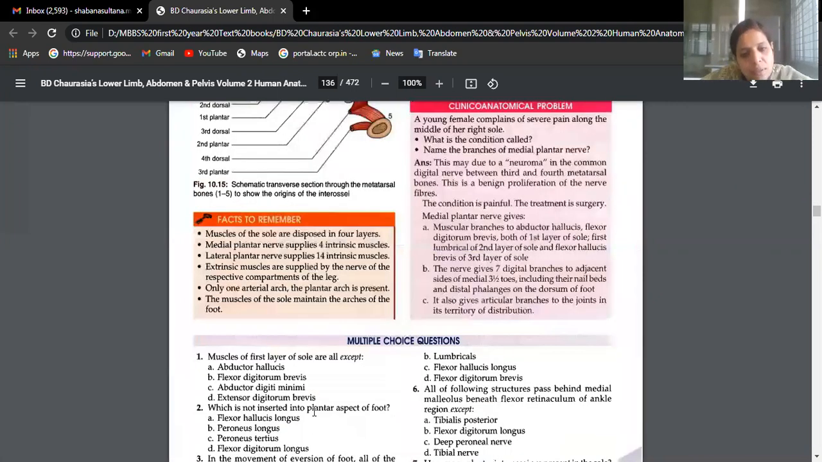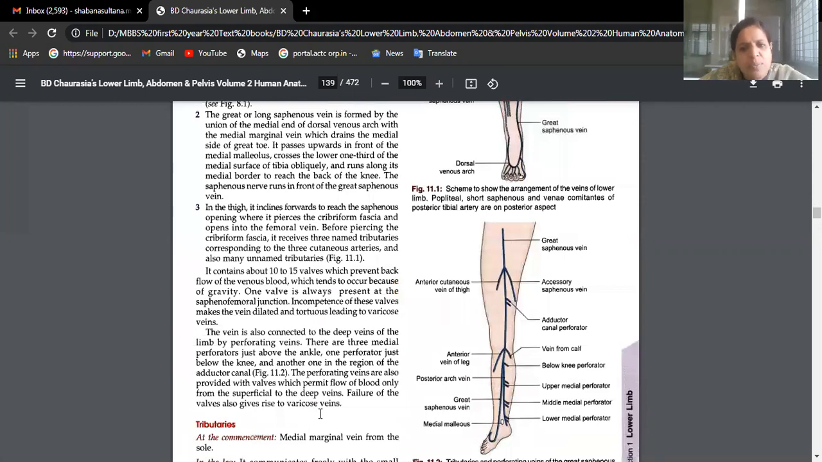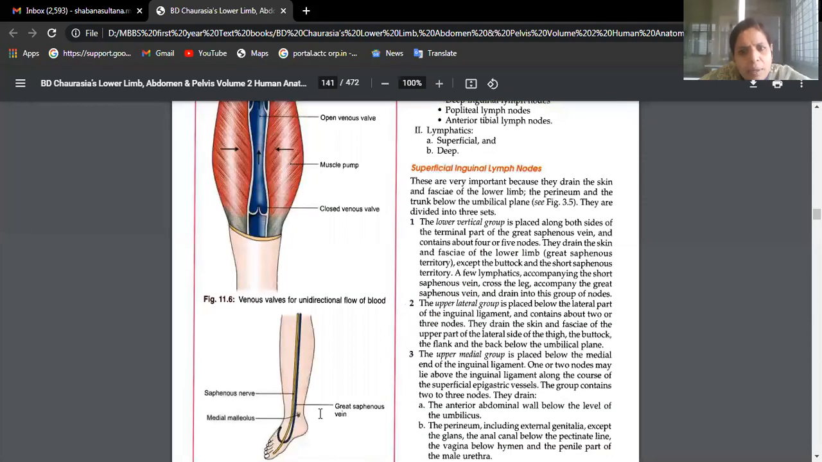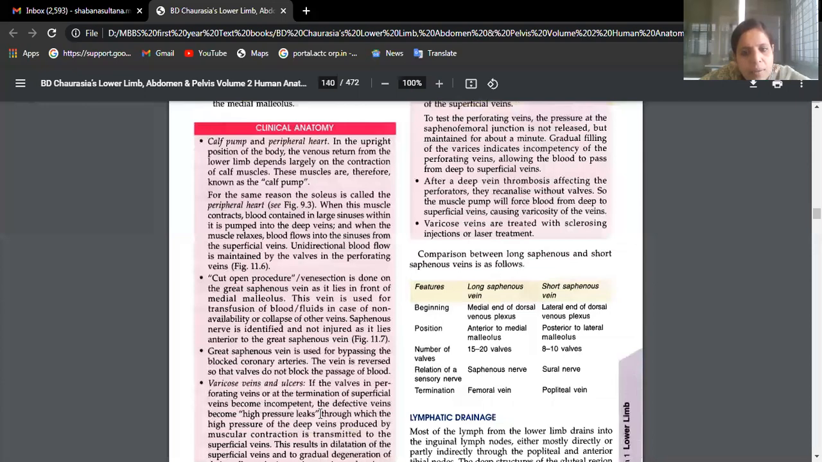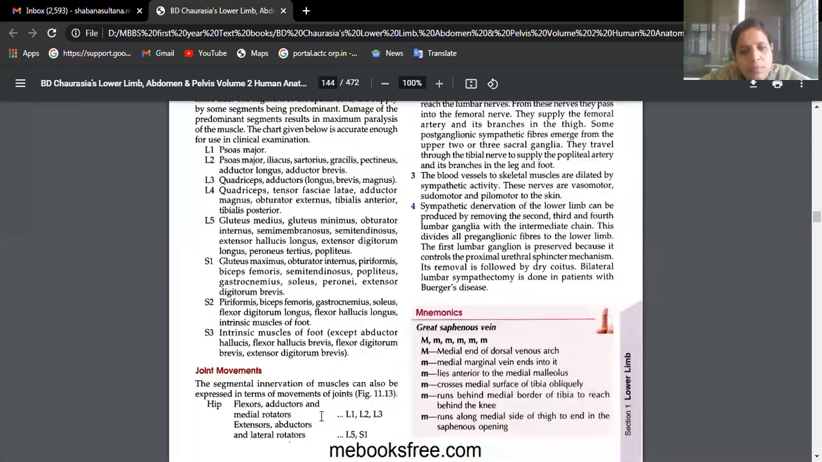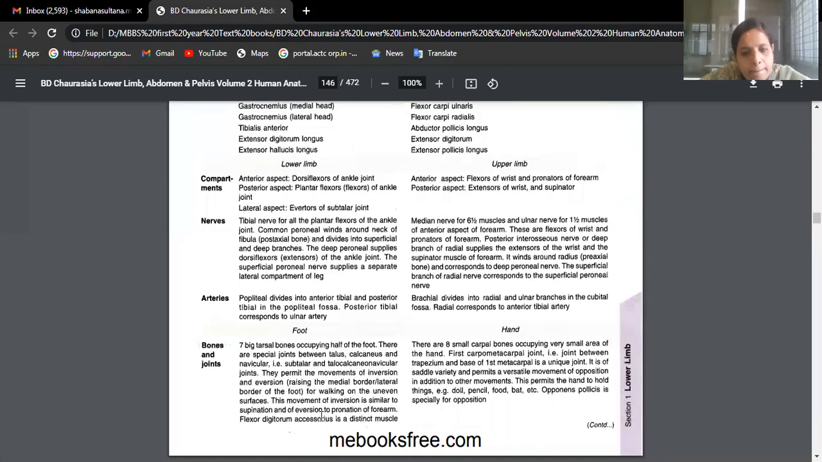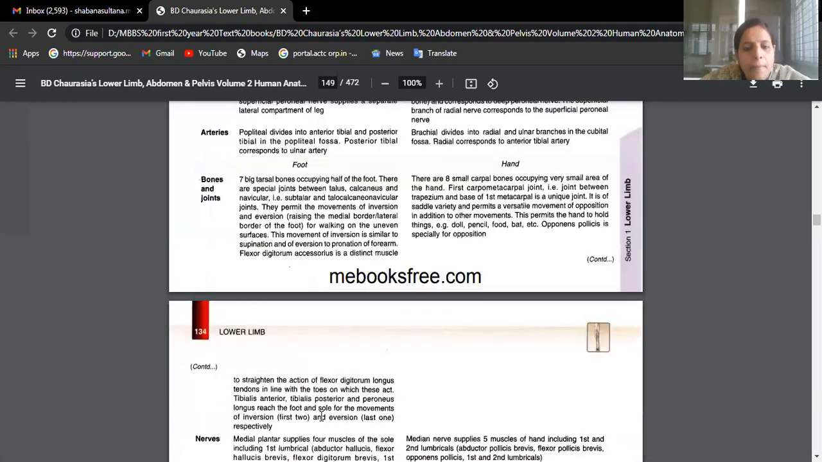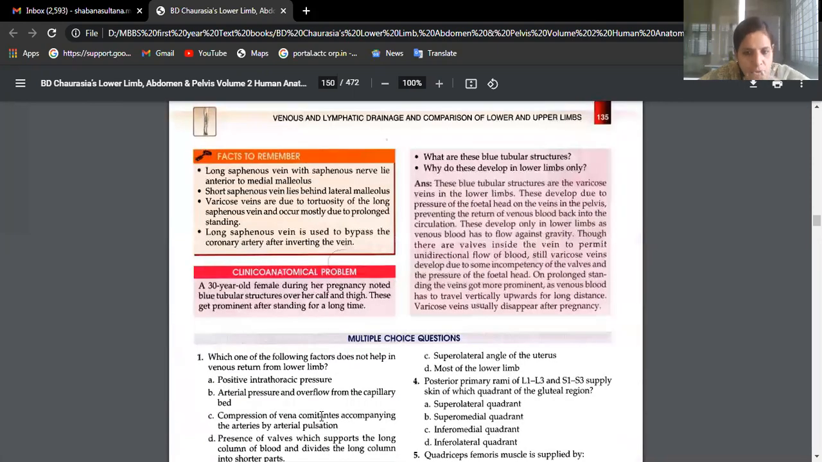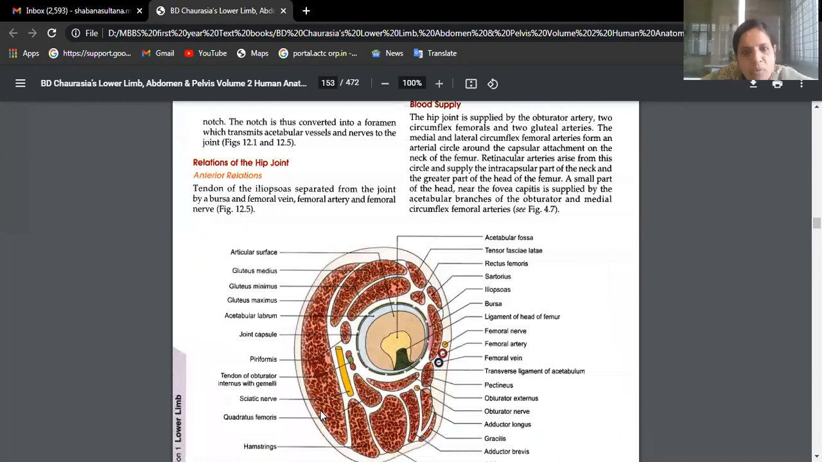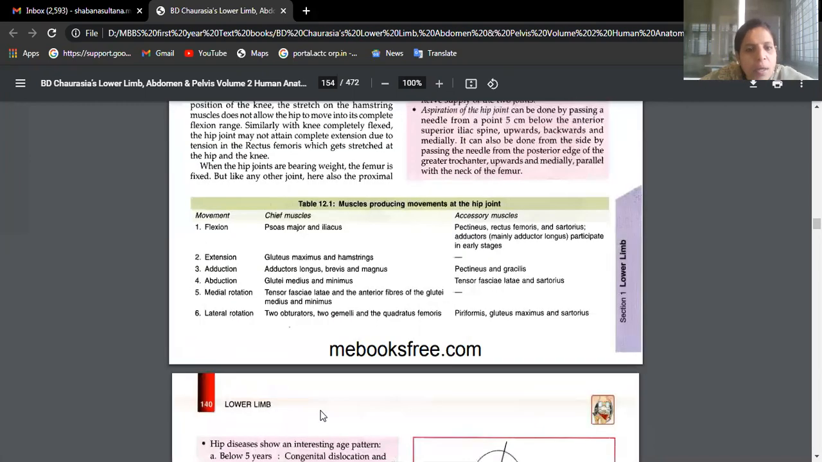Let's see where is the explanation. It's a very small table is given, beta, I remember. Inversion, eversion. Joints with, here only you have the movements, no, inversion, eversion. Let me check.